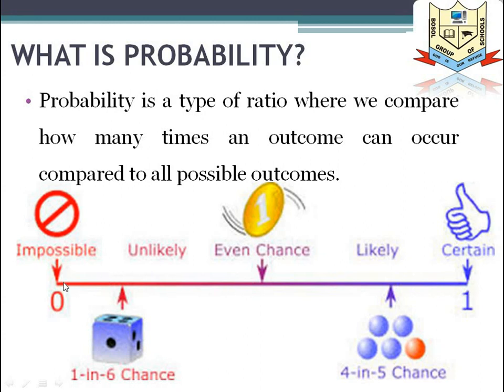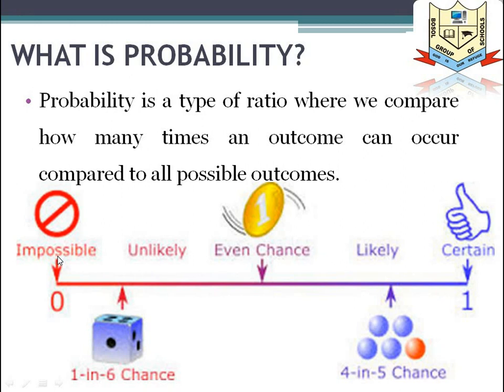That is, on no occasion will your probability be less than 0, and on no occasion will your probability be greater than 1. Now you see here the first one, 0, is impossible. That is an event not possible to occur.